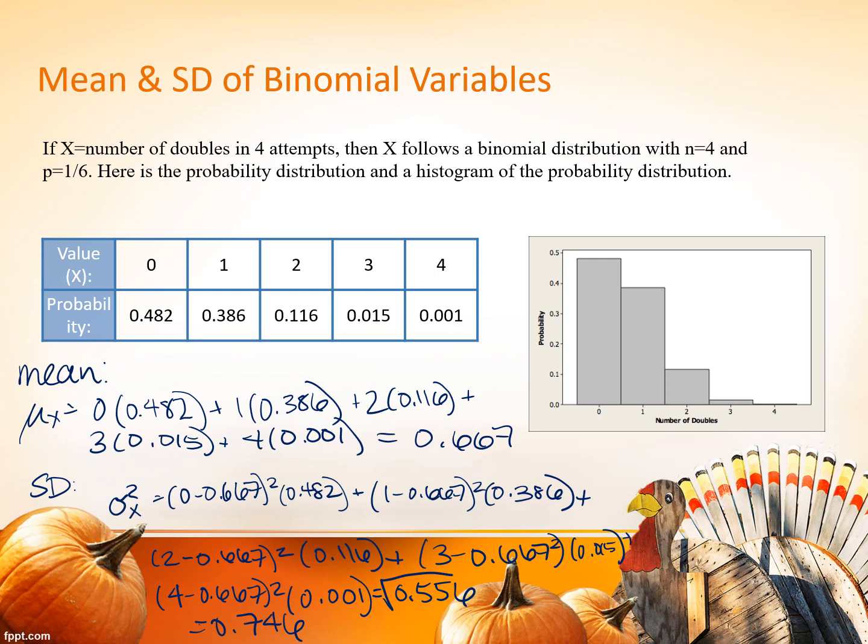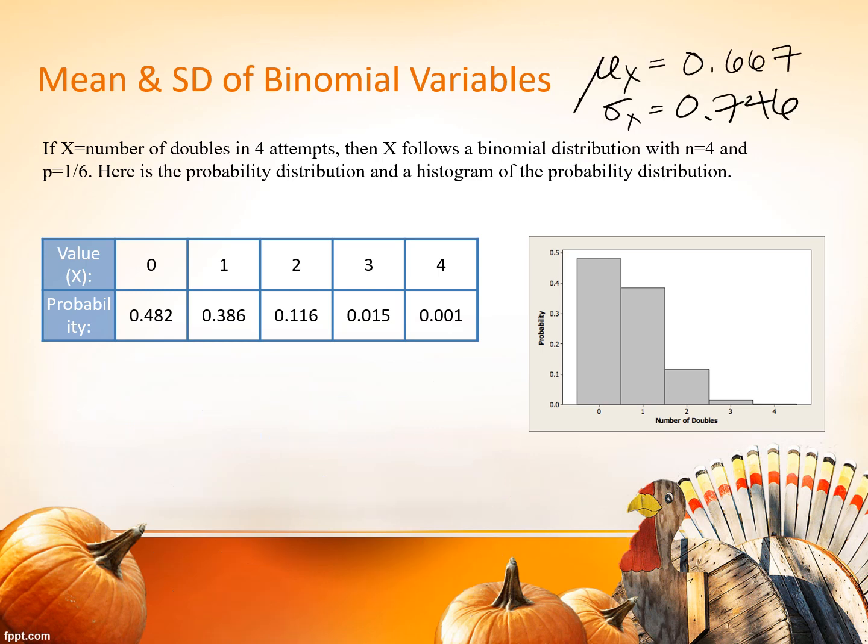But what I want to show you next is the shortcut we can do with this. Okay, so I put the mean that we just calculated of x to be 0.667 in the upper right-hand corner, and then the standard deviation of 0.746 up there as well. Essentially, we're looking at a shortcut. To think about the shortcut, we have to think logically for a second. We know that we want to try this in 4 attempts. We also know that the probability of rolling doubles is 1/6.